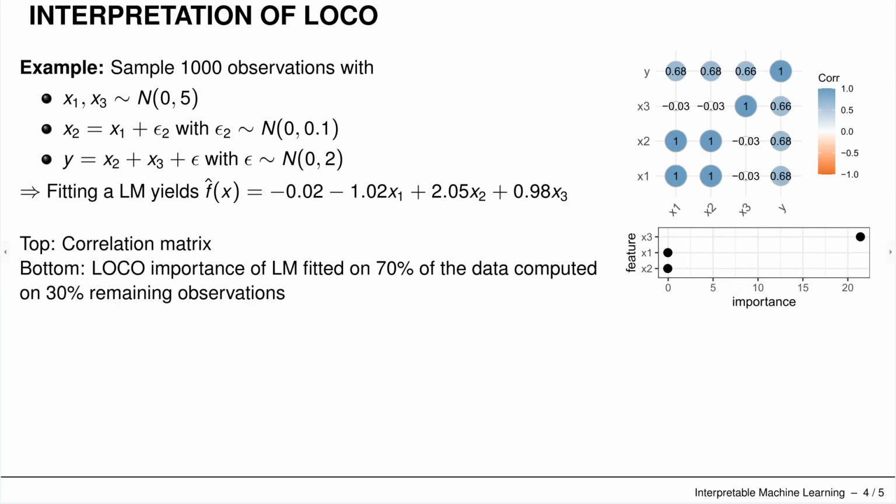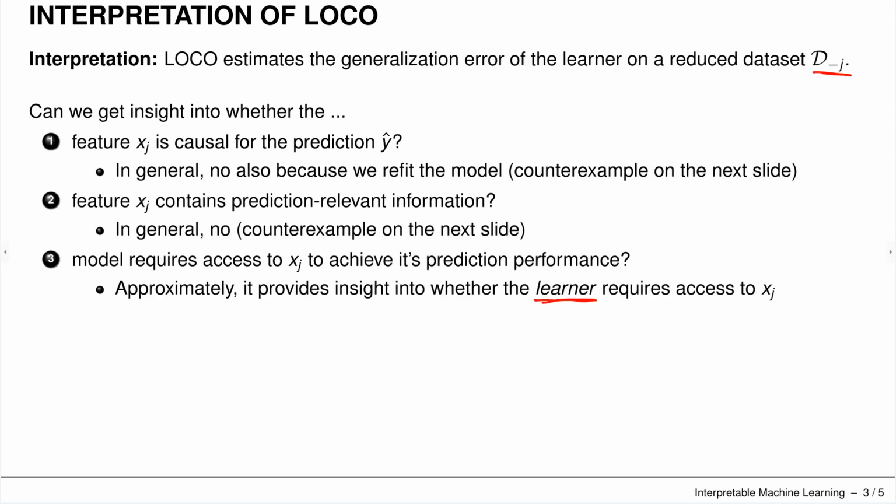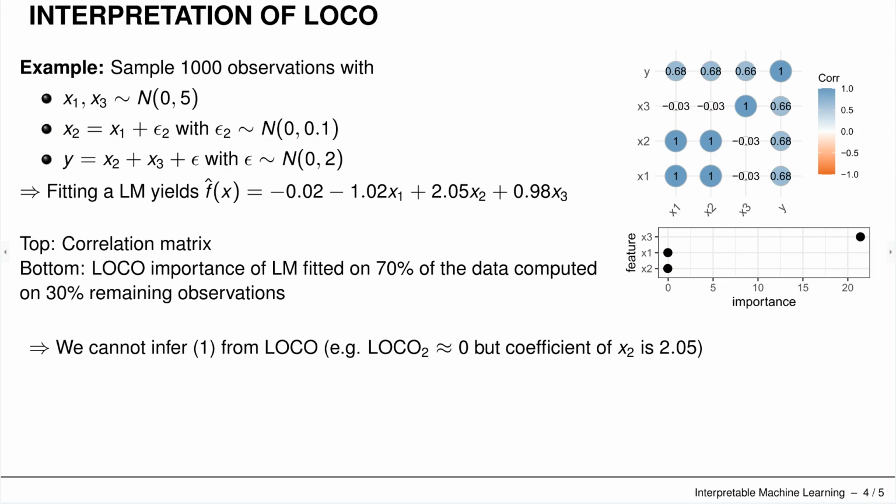And if we look at the correlation matrix, we see that it's actually a correlation of 1 between x1 and x2. So if we now apply LOCO, we get a high effect of x3, so that's good. And we get a 0 effect of x2 and a 0 effect of x1. So that means we cannot infer the interpretation goal 1 from LOCO. So remember, 1 was feature xj is causal for the prediction.